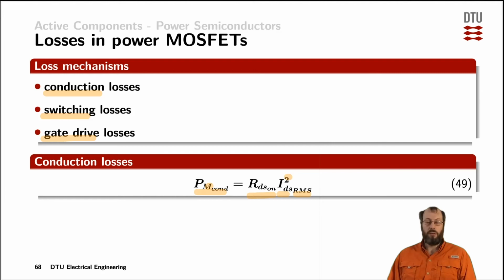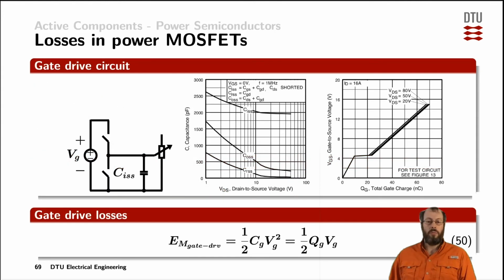equation 49. For modeling the gate drive losses, we represent the power MOSFET through a potentiometer, which has its control pin, and especially we include the input capacitance that we can extract from the datasheet diagram over here. Note that this parameter is somewhat nonlinear over the drain source voltage of the power MOSFET, and we need to operate it at the specific operating point that we are using.